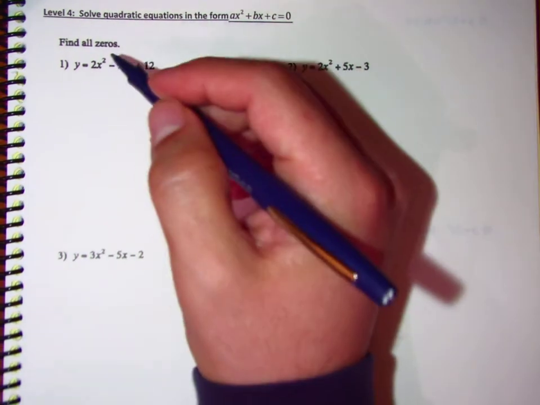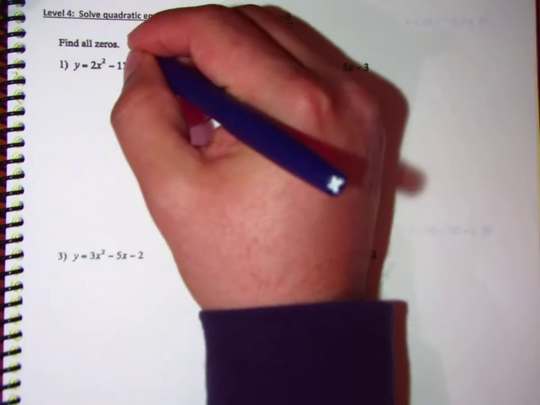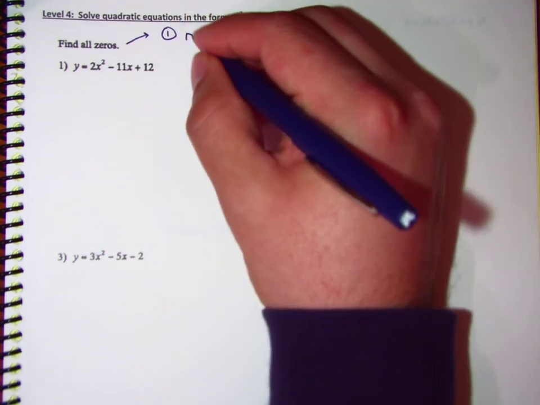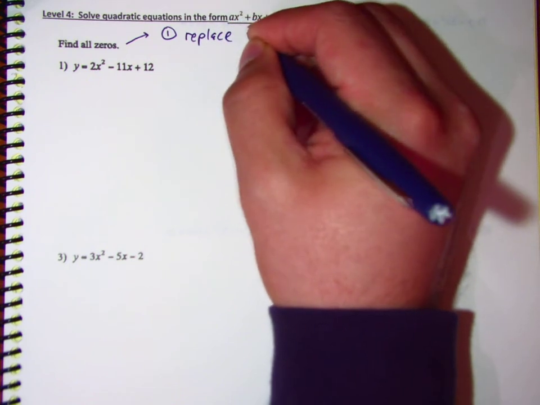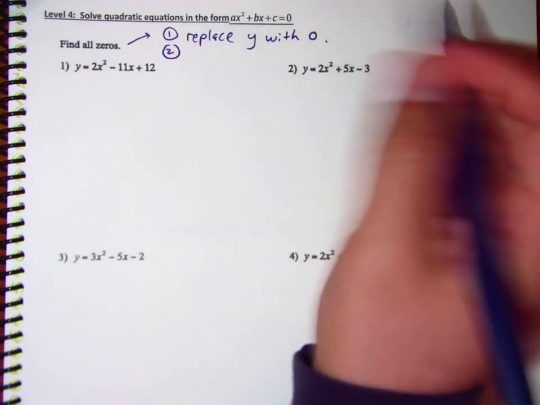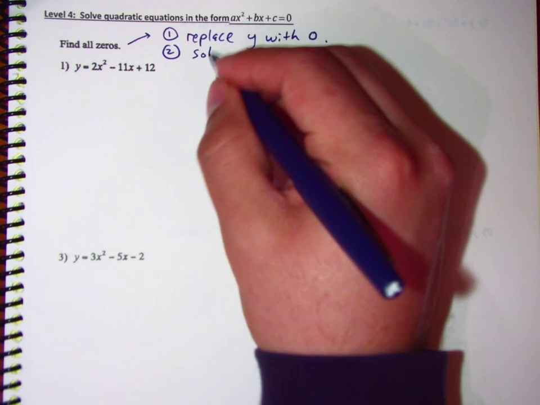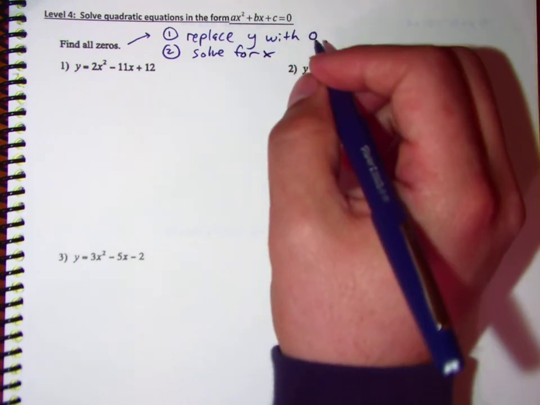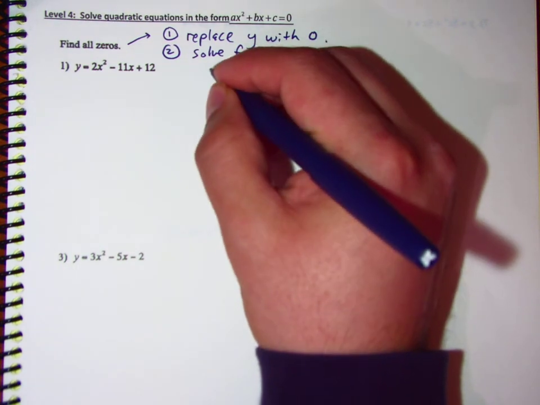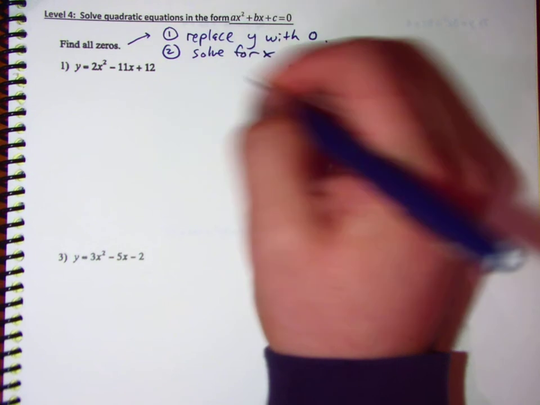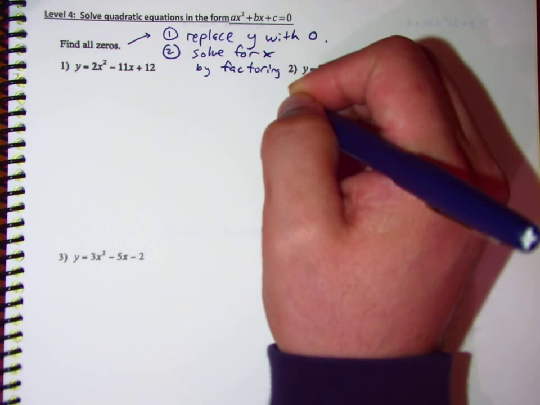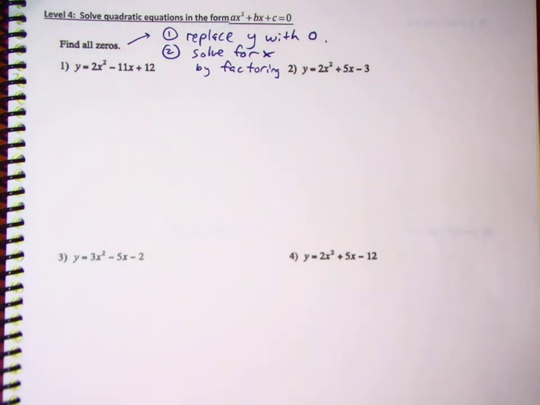So we're still on the theme of finding zeros. So again, if you forgot, you have basically just a couple of steps. First, you replace y with 0. Second, solve for x, and again, you have a couple of options, but for now, on this page, we're going to factor. Okay, and that's it. So let's review.